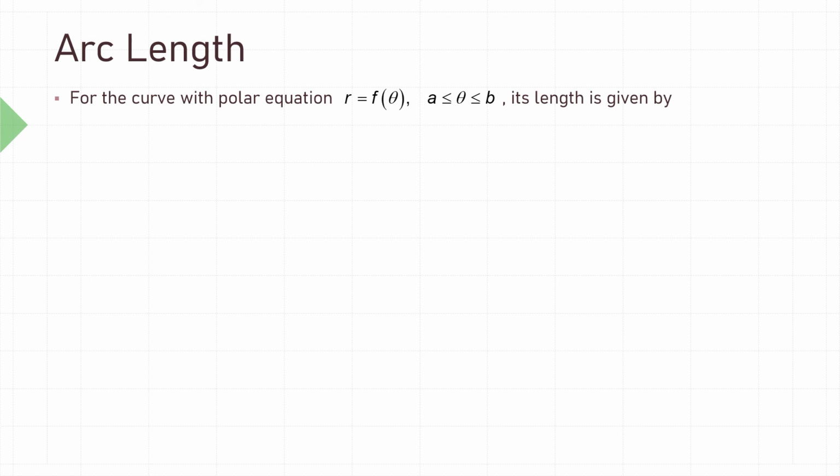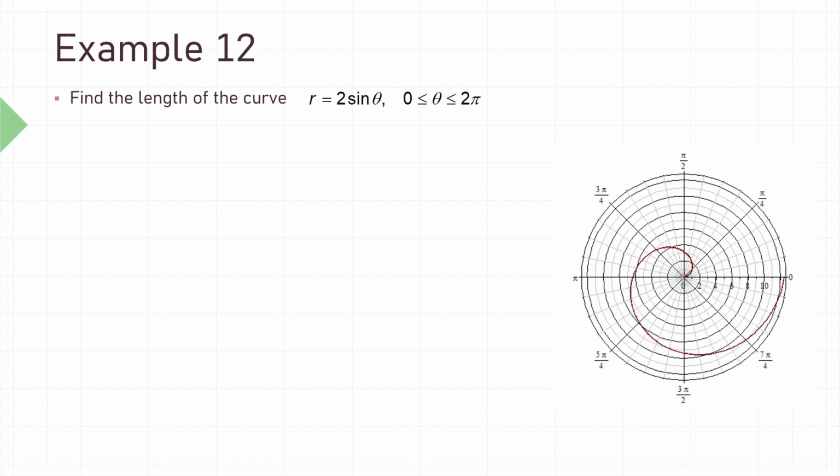Now let's look at the definition for the arc length of the polar curve. For the curve with the polar equation r equal to f theta, where theta is between a and b, its length is actually given by this formula. So we just need to use the formula. Let's look at this example.